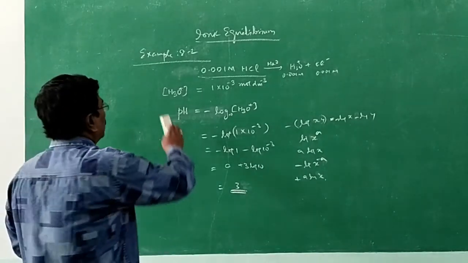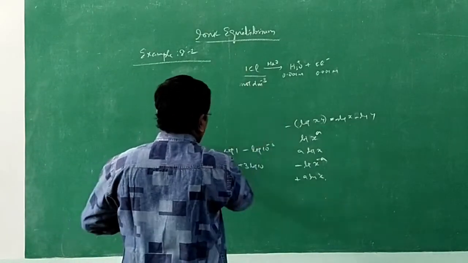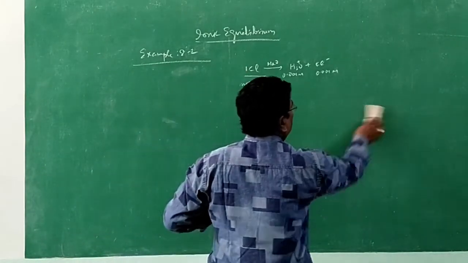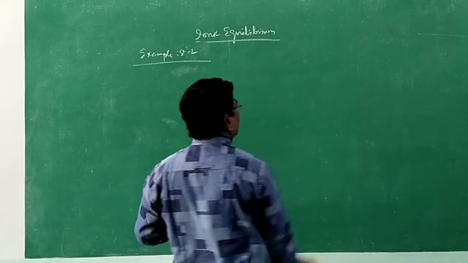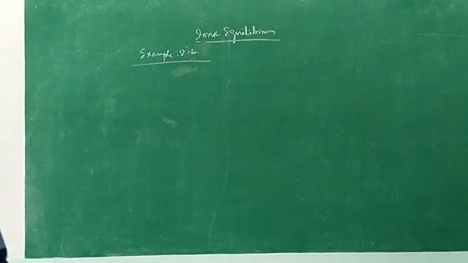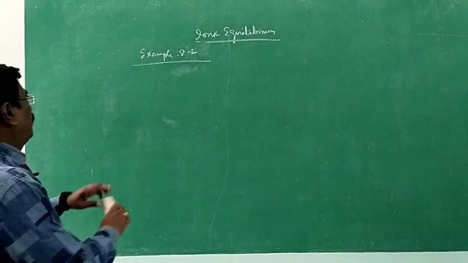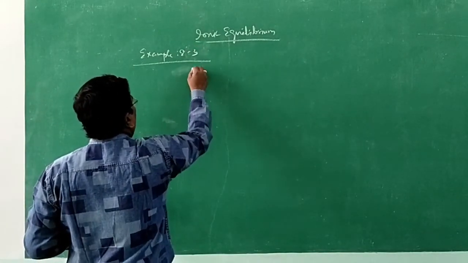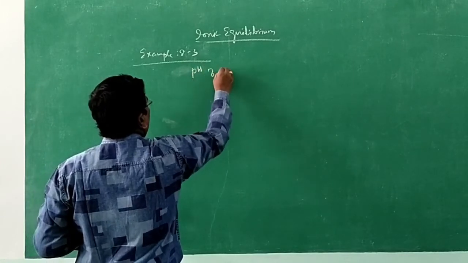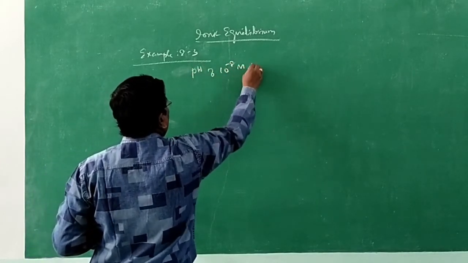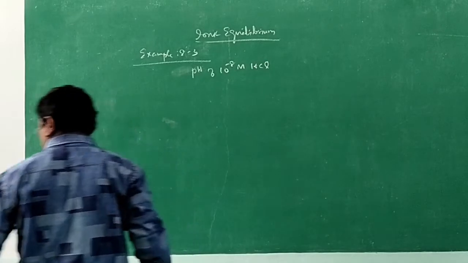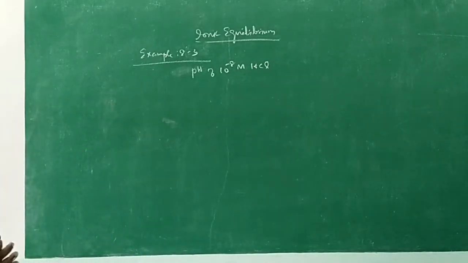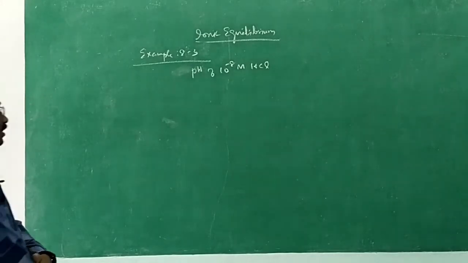And then what about the next example? Let me go into the next example. pH of 10 power minus 8 molar HCl. It is very low concentration. Minus 6, minus 7, minus 8 are of very low concentration. If it is 10 power minus 8 molar, how to calculate?